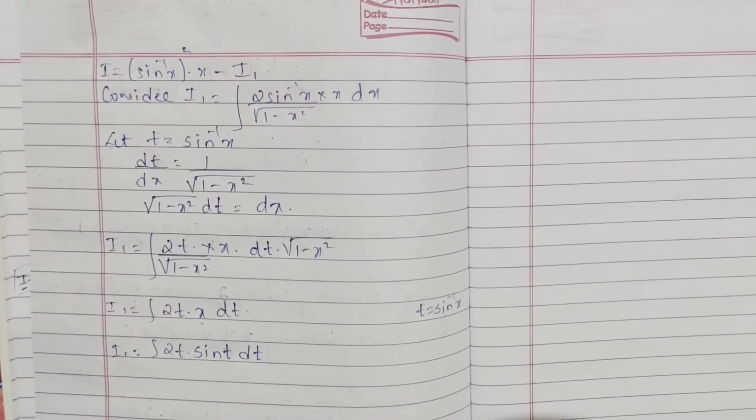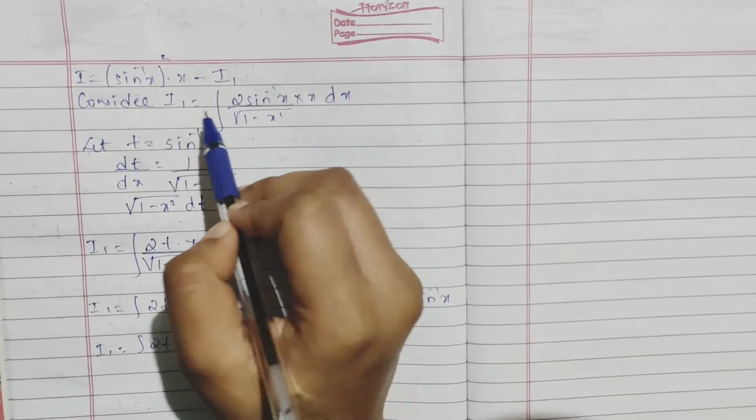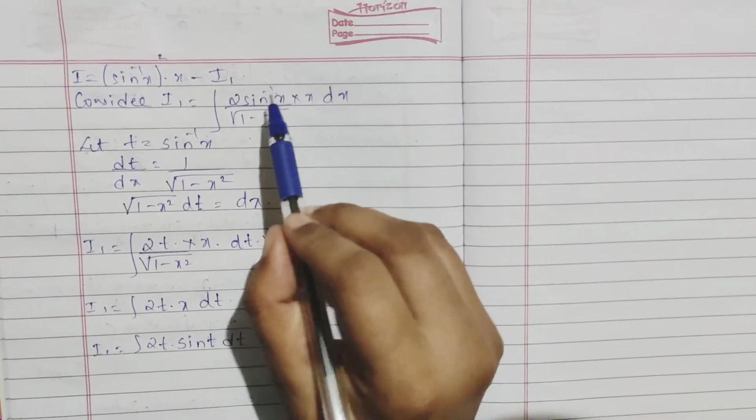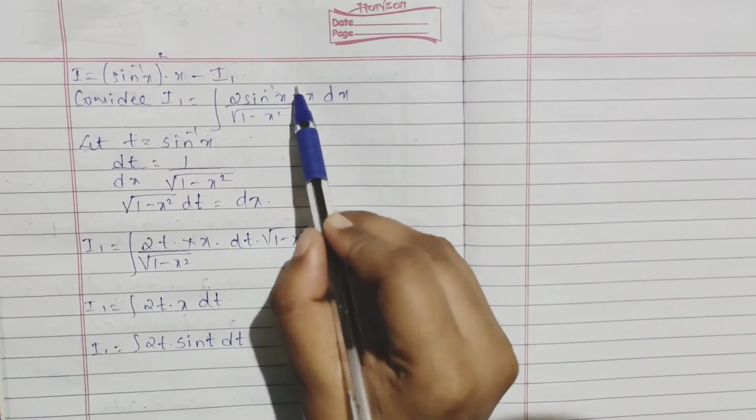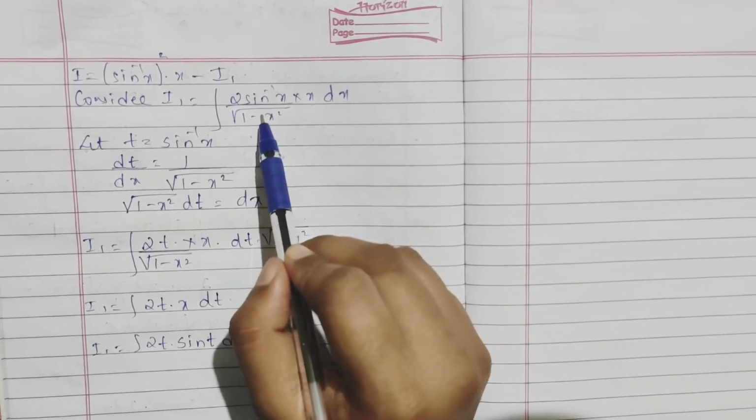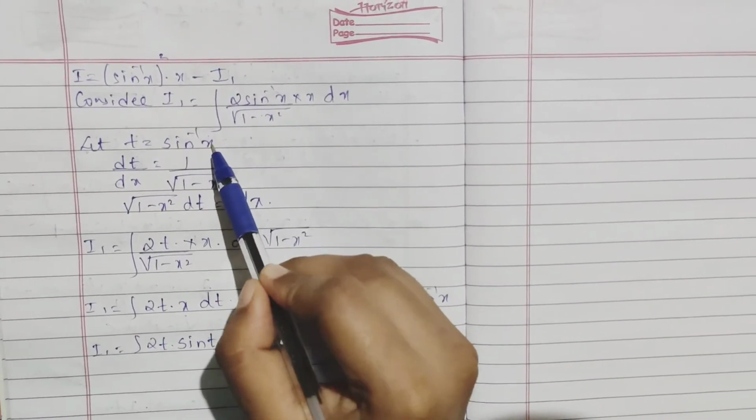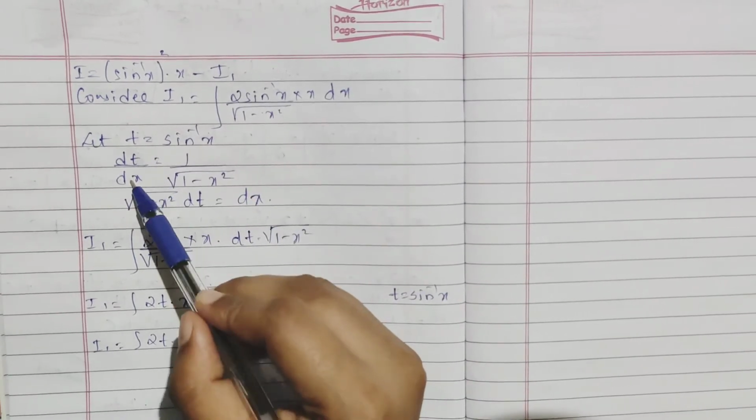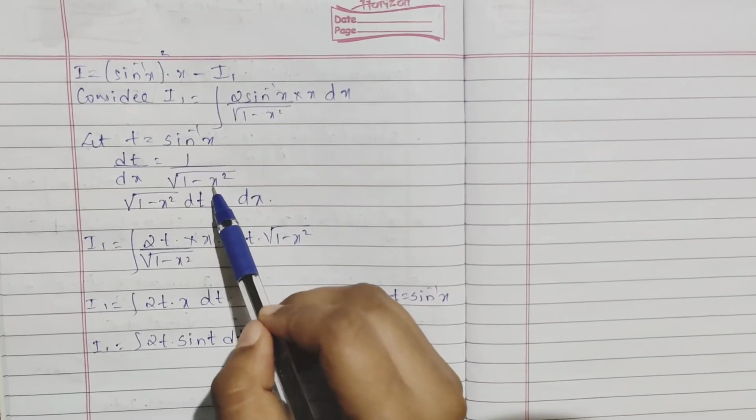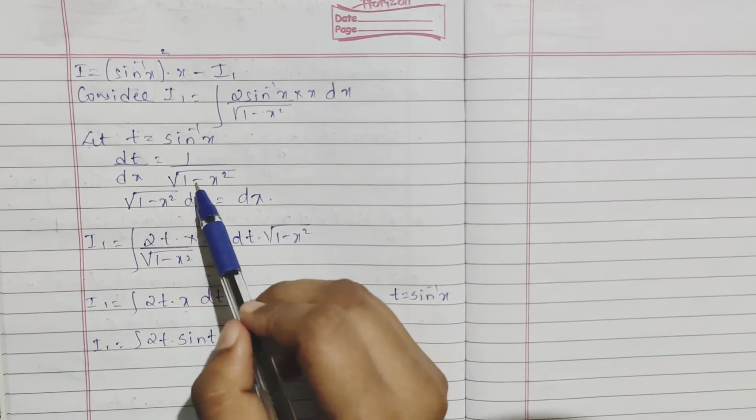So I is sin inverse x whole square into x minus I1. We are considering I1 as the integral of 2 sin inverse x into x over root of 1 minus x square. Here you can see sin inverse x and root of 1 minus x square, so by seeing this you should know that we can go directly for the substitution method. We'll take t as sin inverse x. So dt by dx will be 1 by root of 1 minus x square. To get dx, cross multiply: dt into root of 1 minus x square gives dx.